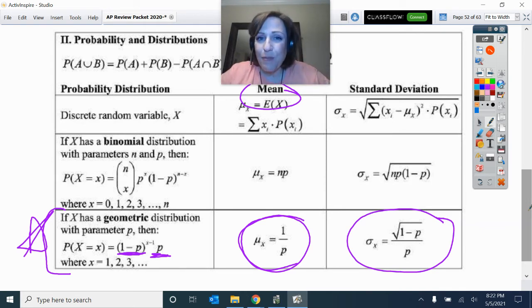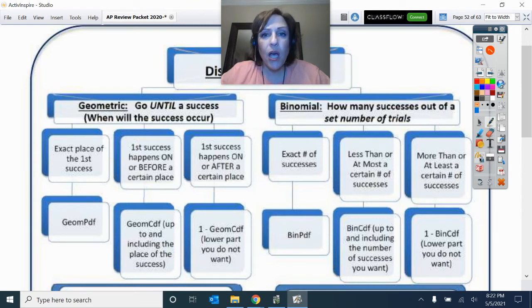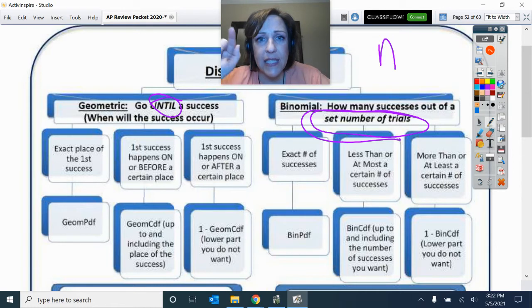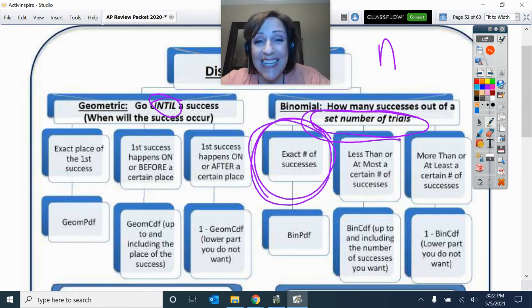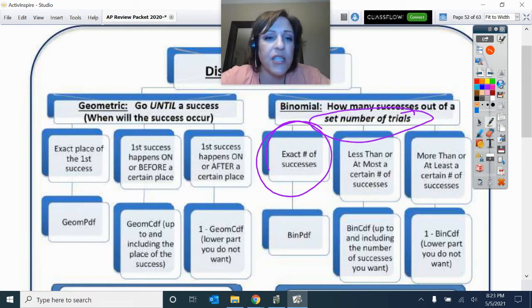So now let's take a look at the binomial. All right, so here we go with the binomial. What is the binomial? How is that different? With the binomial, the difference is we are not going until a first success. We are seeing, out of a set number of trials, say out of the first 10 cars at the intersection, so n is known, what's the probability you have exactly 5 of the car's drivers wearing their seat belts? So that is an exact number of successes out of a set number of trials, not going until a success.